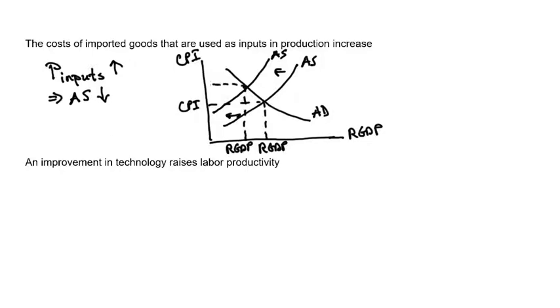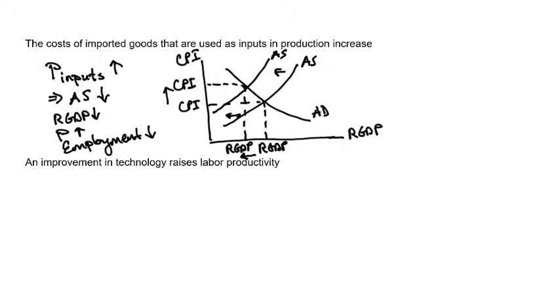Yes. What happens to real GDP? Real GDP goes down. So let's put that here, real GDP goes down. The price level goes up. And what happens to employment? Employment goes down. In other words, there will be more unemployment in this economy. How about the next one?